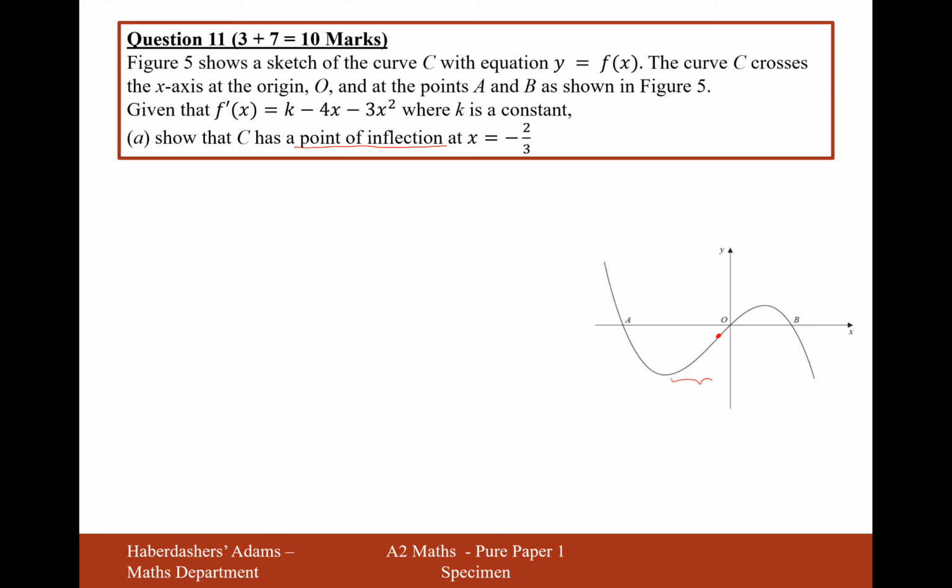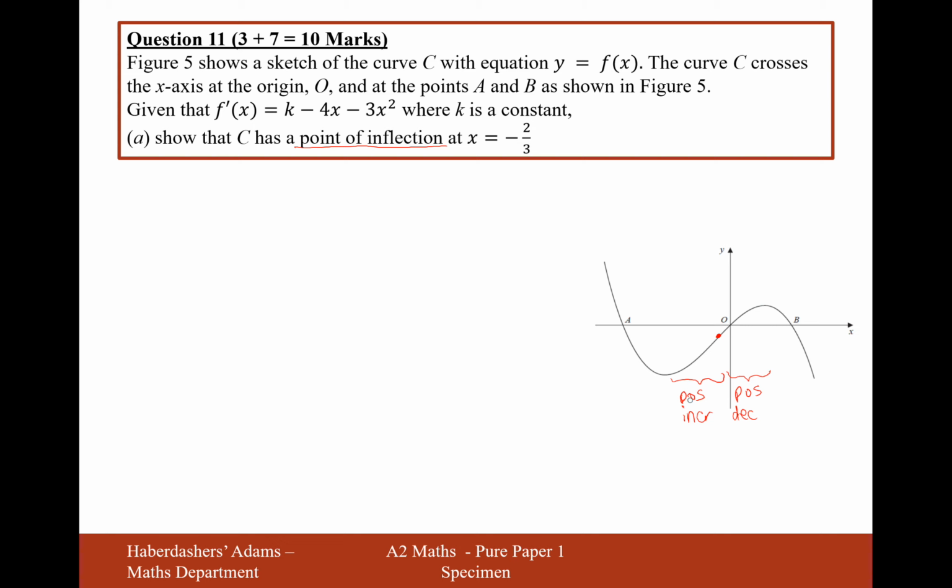In between this part here and this point here, the gradient is positive, but it's also increasing. The value of the gradient is increasing, but from this point here to this point here, the gradient is still positive, but it is decreasing in value. The gradient is now getting smaller and smaller and smaller. The value of the gradient is decreasing.